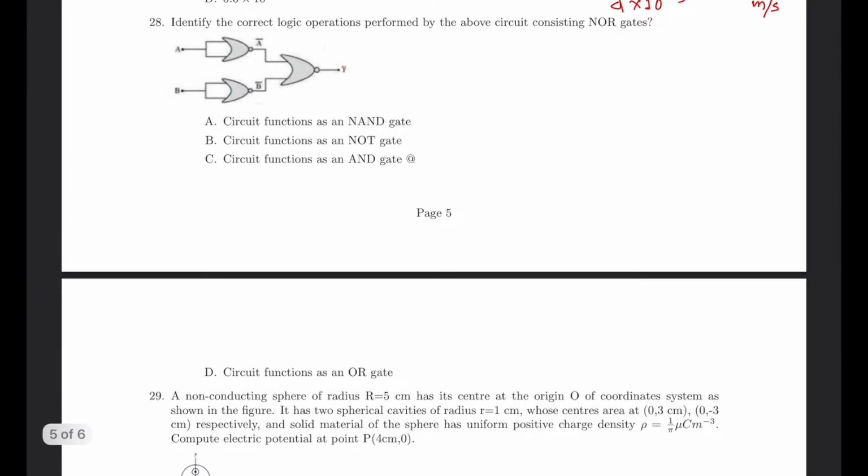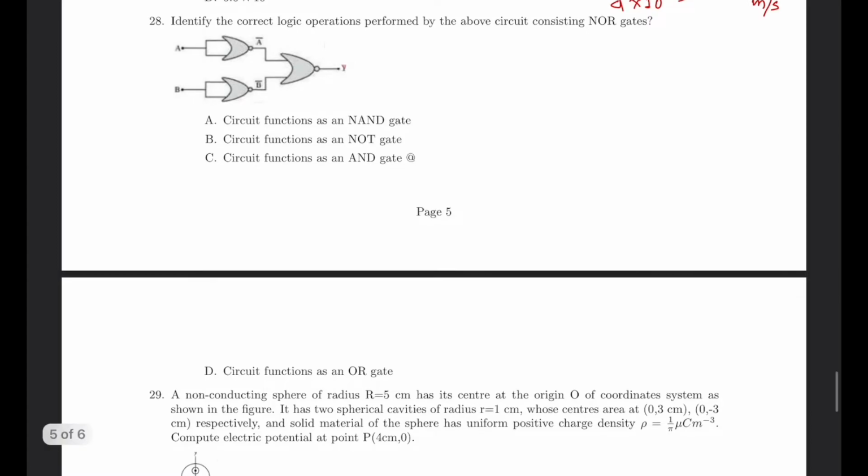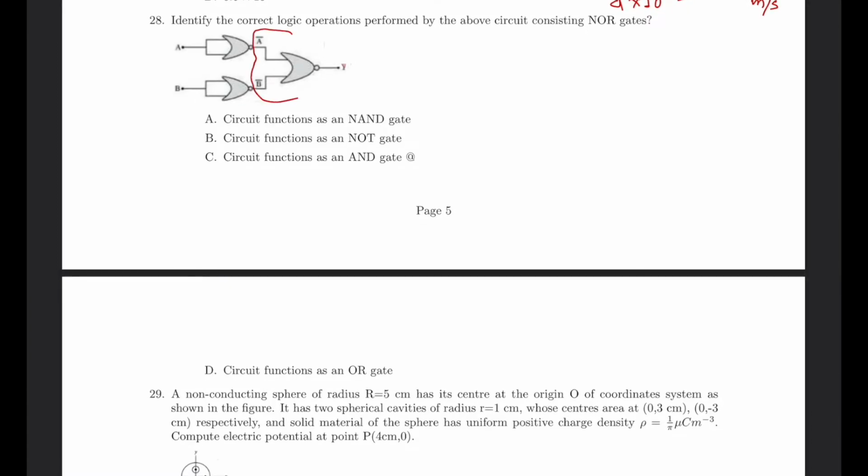For the 20th problem, identify the correct logic operation performed by the above circuit consisting of NOR gates. So we'll consider the circuit from here. Now this is a NOR gate, so the output is (A bar or B bar) whole bar. Using De Morgan's theorem, this is equivalent to A bar bar dot B bar bar, that is A and B. So this operation is essentially the AND operation.